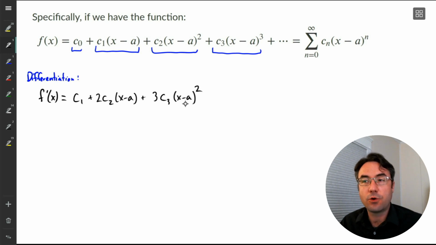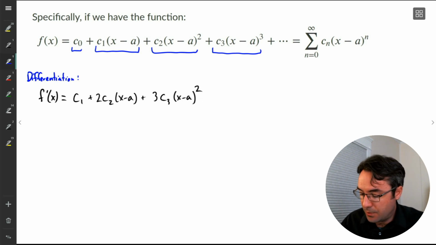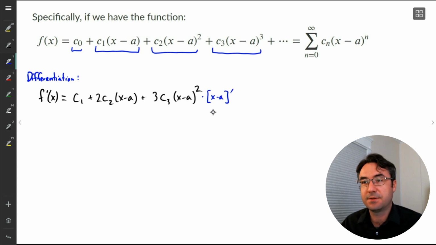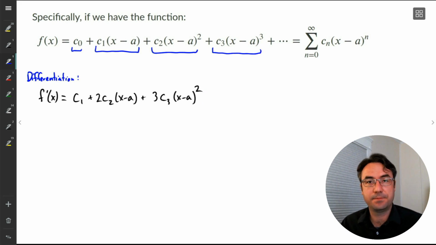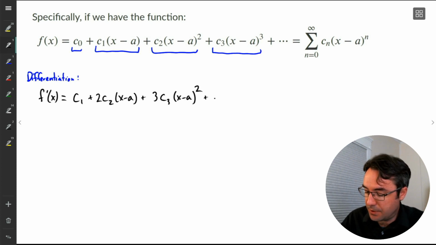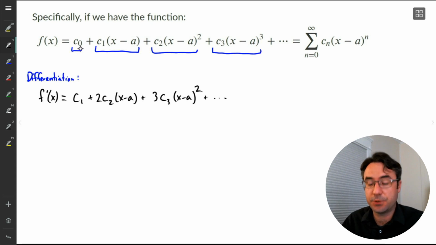And then normally with the general power rule, we'd be multiplying by the derivative of what's inside the parentheses. So kind of like a chain rule here. But the derivative of x minus a is just 1, so we're not going to really include that. And that process continues. So essentially what we're doing for differentiation is we're just going through and differentiating term by term. And you can see we're getting a new power series here.